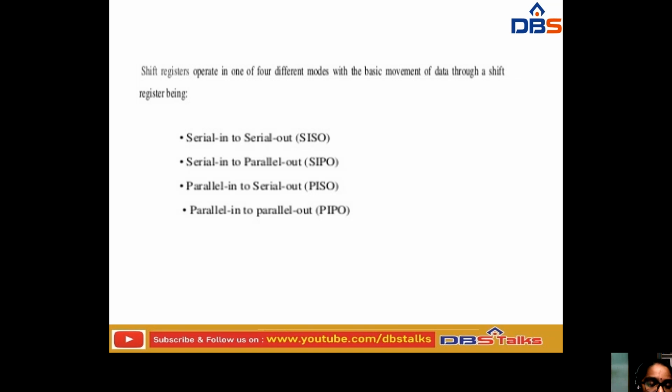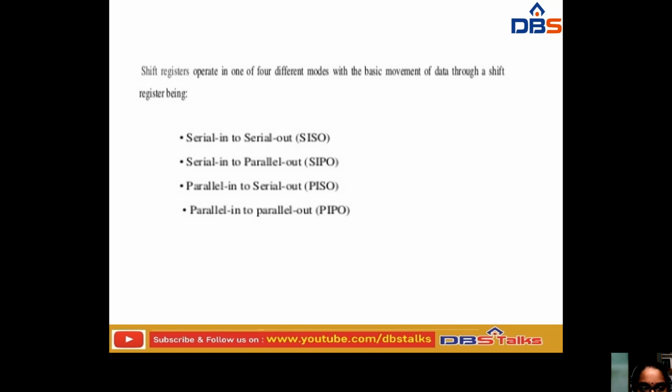If you have observed, shift registers operate in one of four different modes with the basic movement of the data through a shift register being: serial in, serial out; next one is serial in, parallel out; next one is parallel in, serial out; next one is parallel in, parallel out.